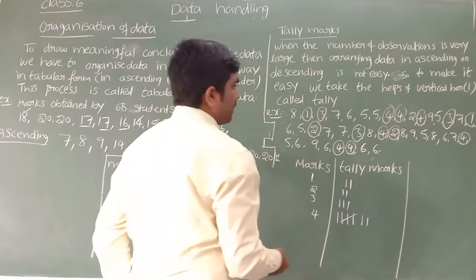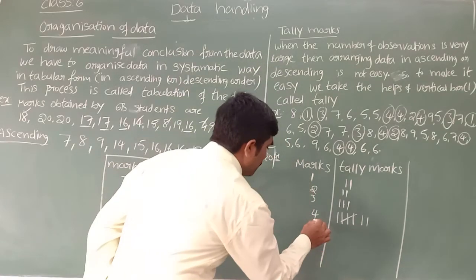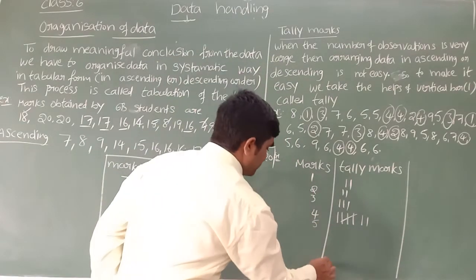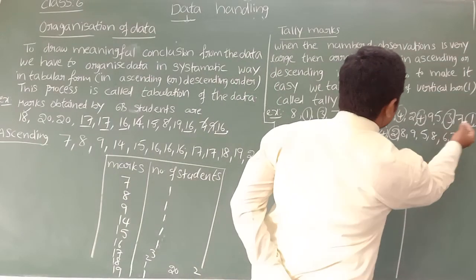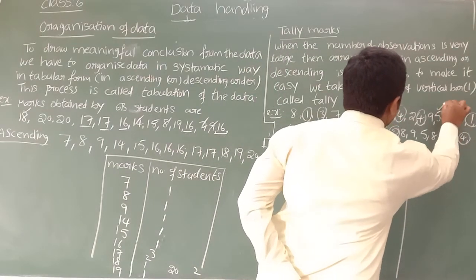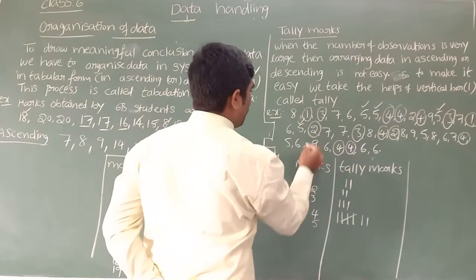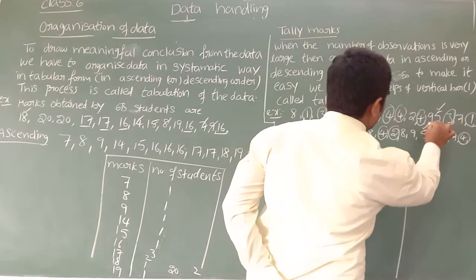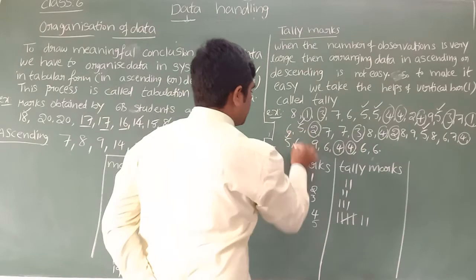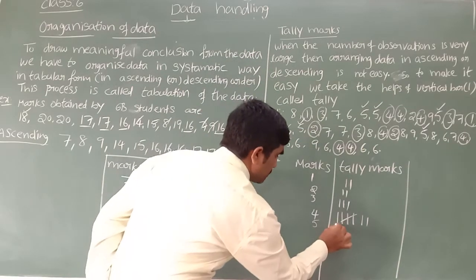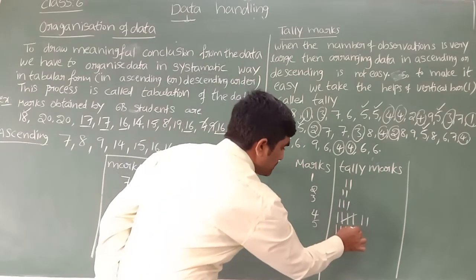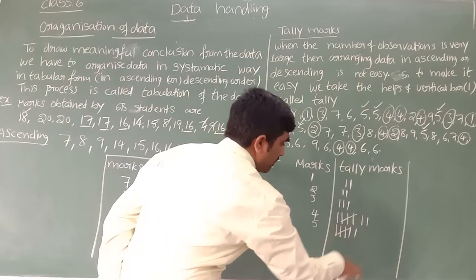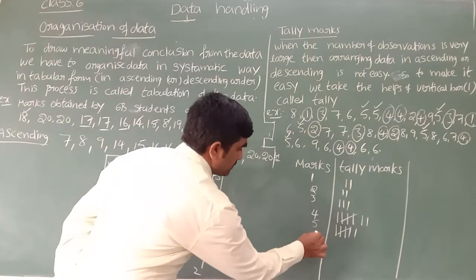Yes. Next mark is 5. See how many secured 5 marks. 5 marks you can see, sir: 1, 2, 3, 4, 5, 6. 5 marks, 6 students. For every 4 vertical lines, the 5th one is a cross, and 1 more. Now let's go for 6.